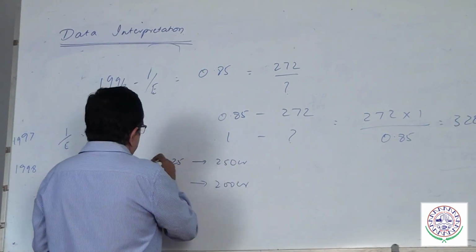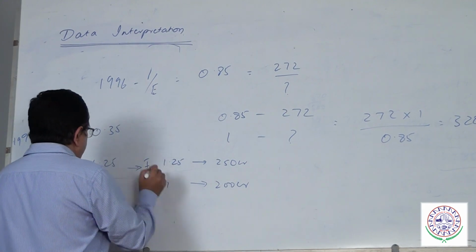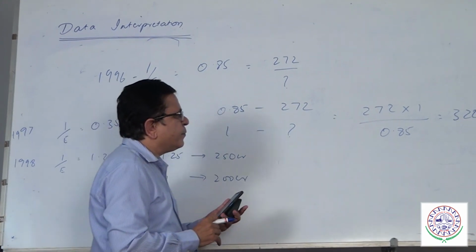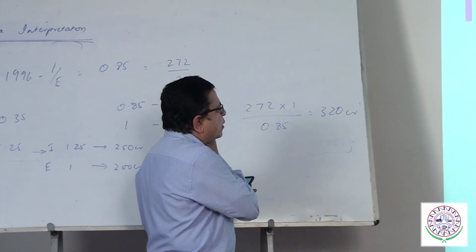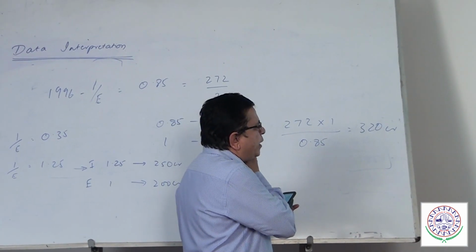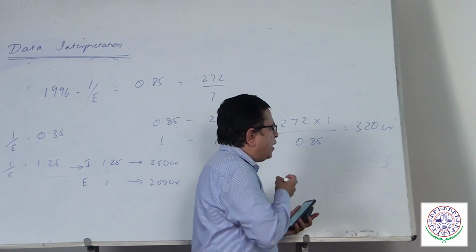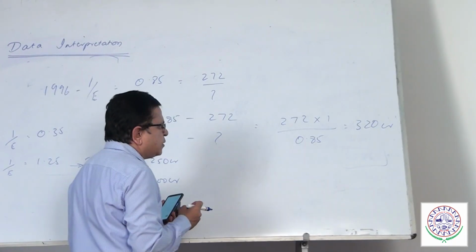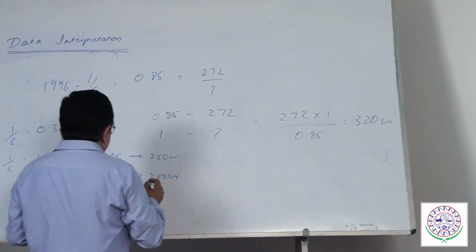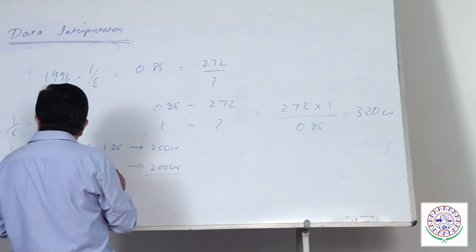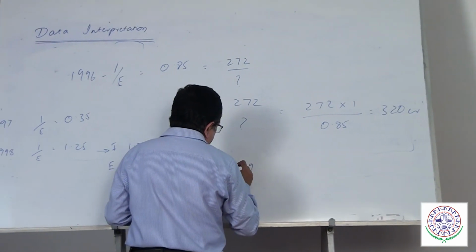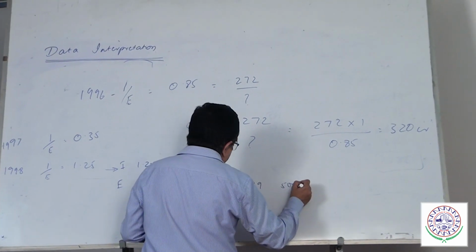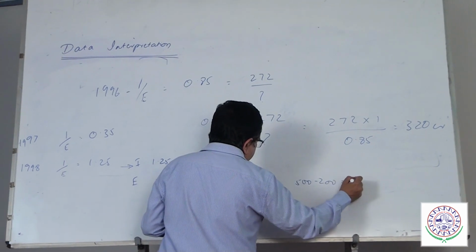This is imports, this is export in 1998. Total exports for the year 98 and 99 together was 500 crores. Export is 200 crores in 98. So in 99 it is obviously going to be 500 minus 200, that will be 300 crores.